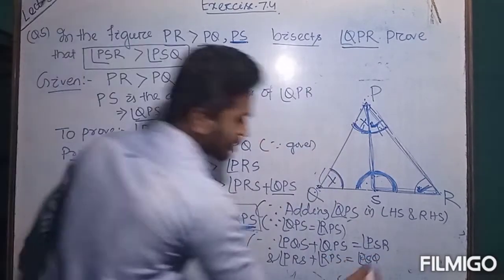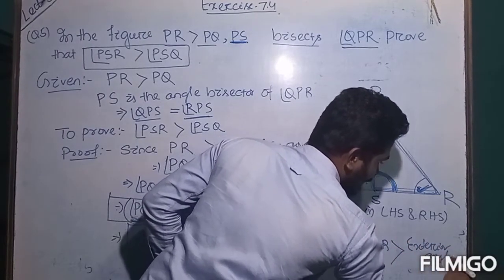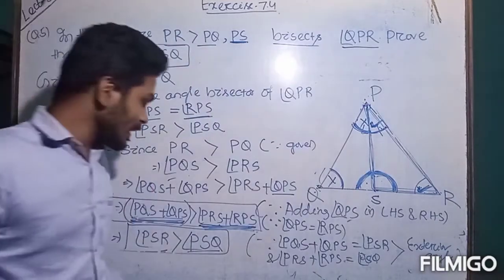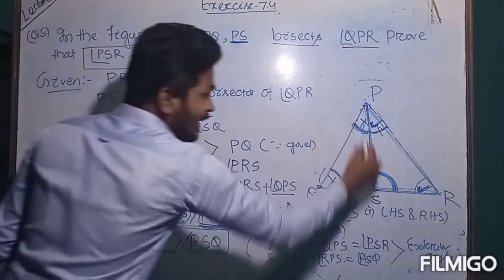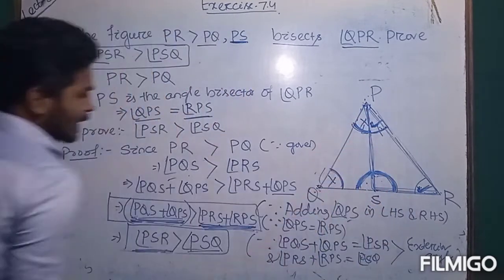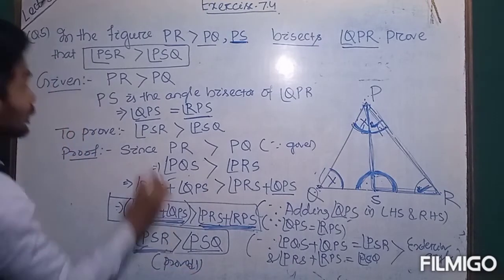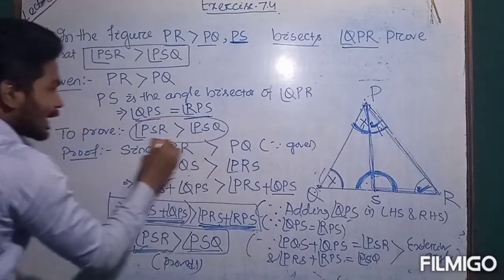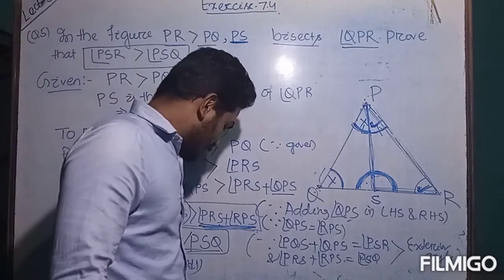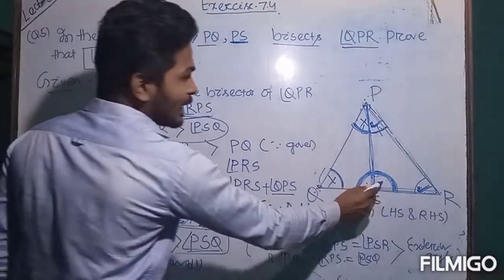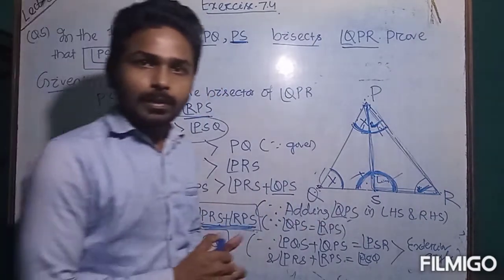Why? Because they are exterior angles, and the exterior angle is equal to the sum of two interior opposite angles. So finally we have found that angle PSR is greater than angle PSQ. Here we have proved the statement, because we have to prove this: PSR greater than PSQ. Understood? So now we have proved that this angle is greater than this angle, PSQ. Understood?